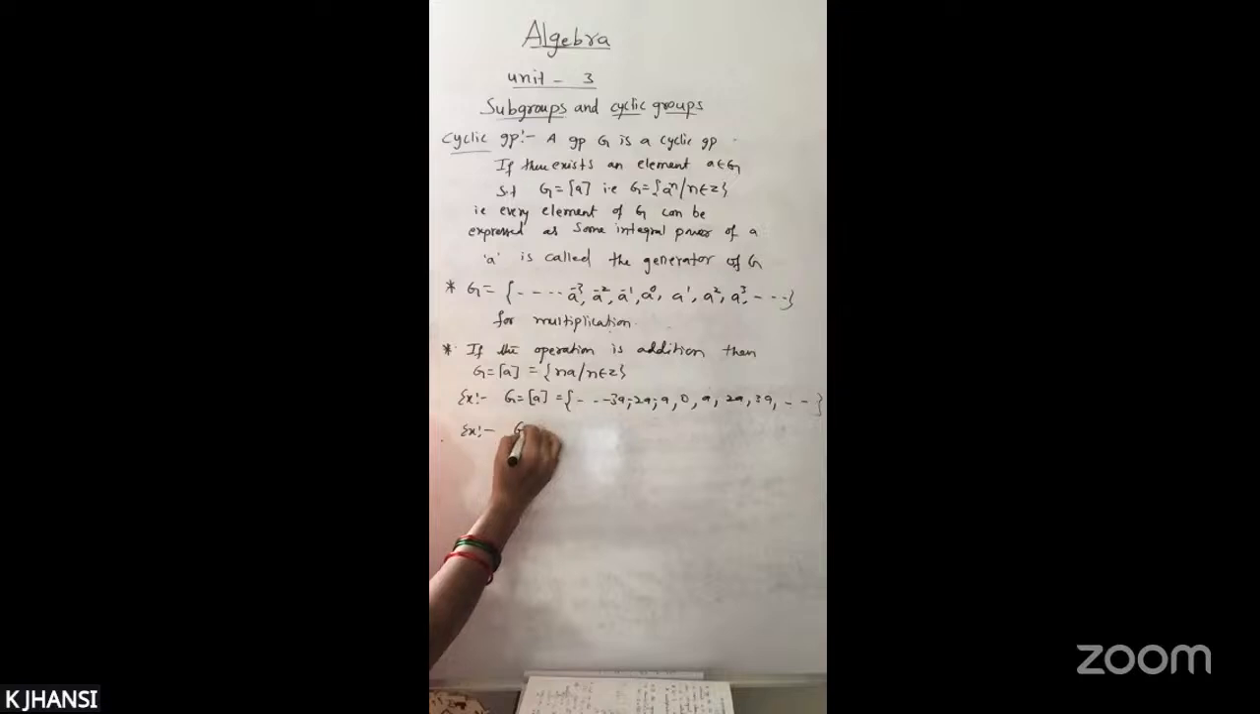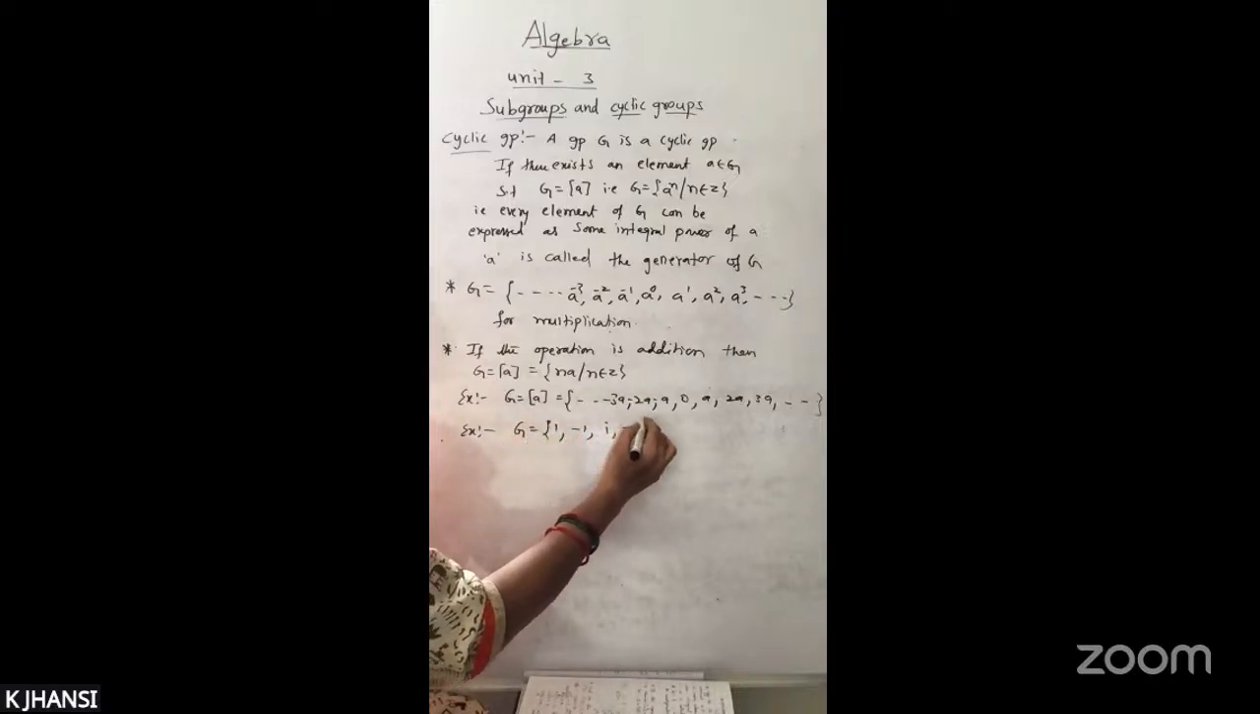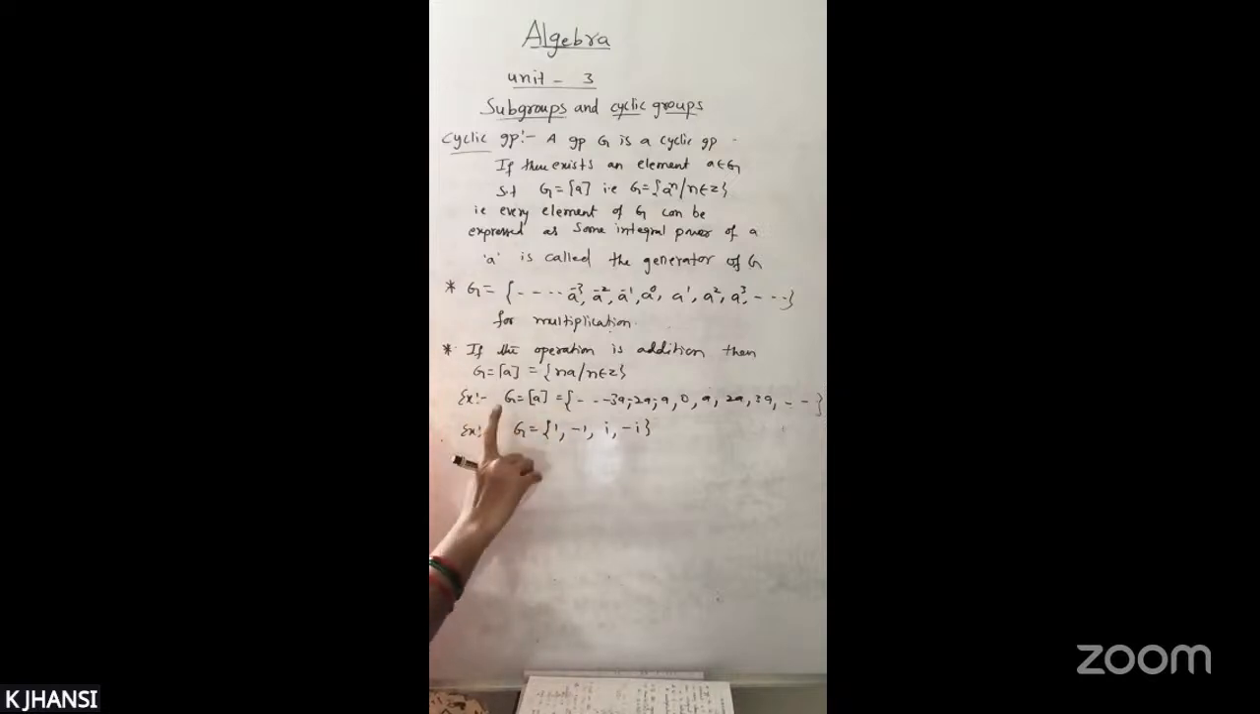That is, if set G equals {1, -1, i, -i}, then if we take any one element, what is the definition? A group G is a cyclic group if there exists an element such that, if you take integral powers of that one element, you get all the elements present in G. If you get it like that, then G is called a cyclic group.